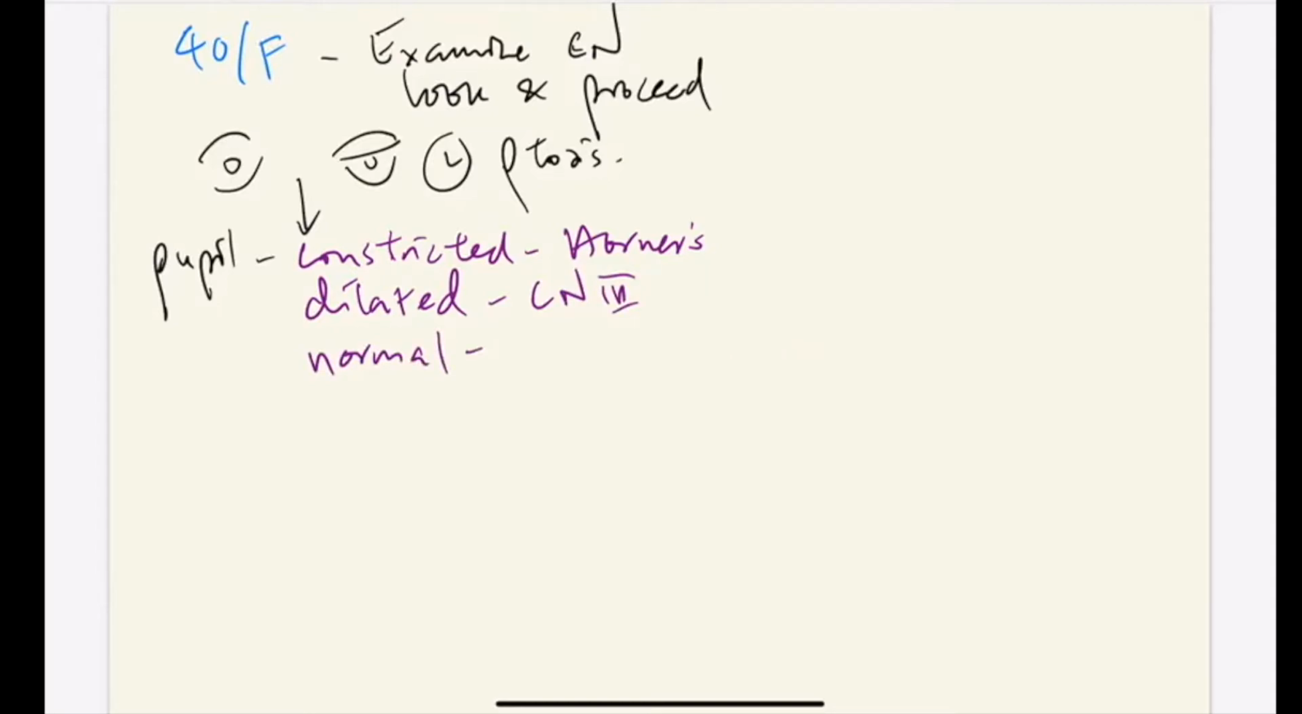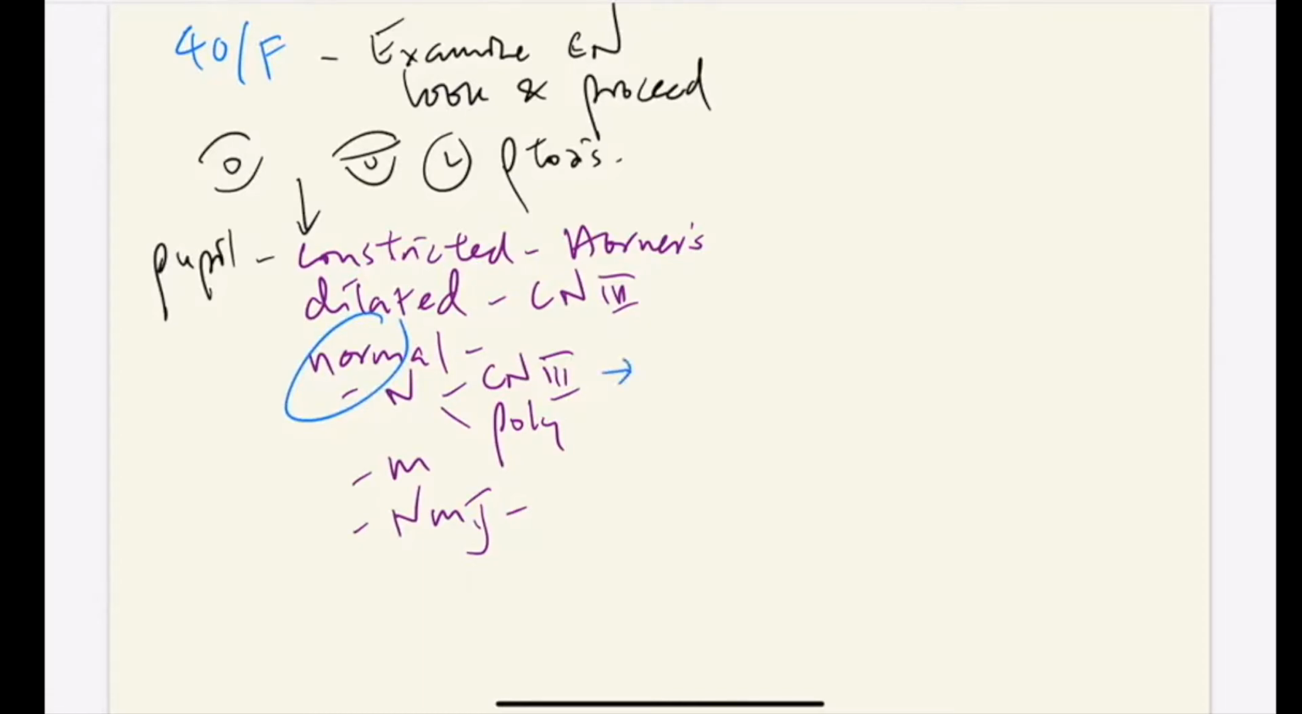then this can be either a third nerve palsy without dilated pupil or a polyneuropathy, like in Miller-Fisher syndrome, or it can be a muscle disorder or myopathy, or it can be a neuromuscular junction disorder like myasthenia gravis. So if the pupil is normal, the thing you should examine next will be looking for ocular muscle movement or ophthalmoplegia.